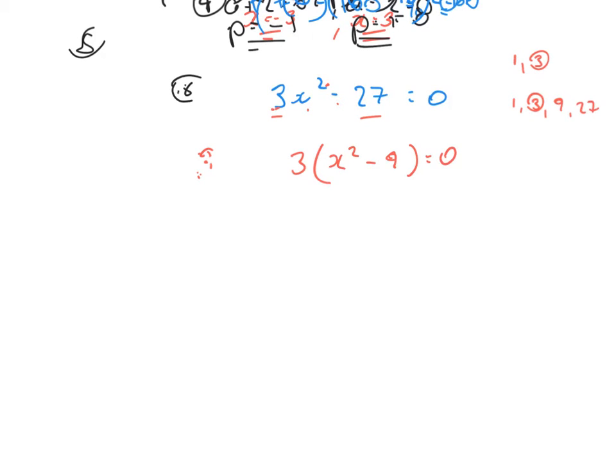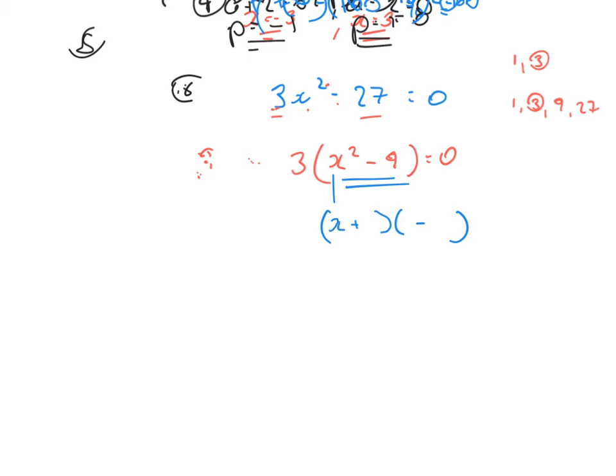Okay, so this is a two-step question. That's your first step. First step is to take out the highest common factor, which is 3. Okay, your next move is to do a difference of two squares in here. Okay, so bracket with a plus, bracket with a minus.